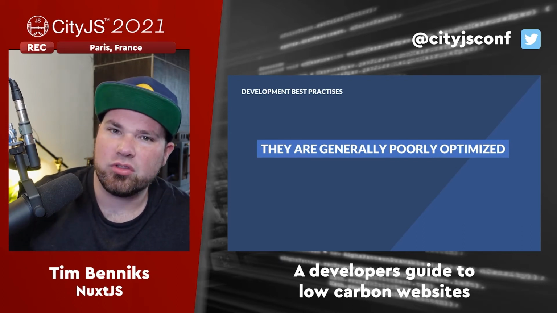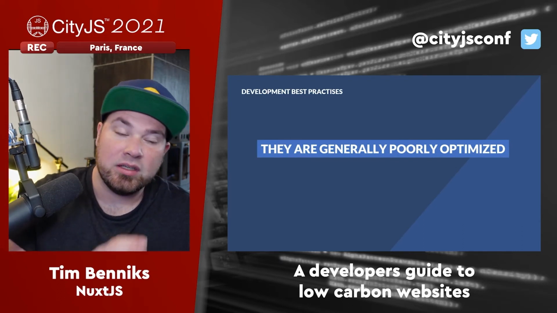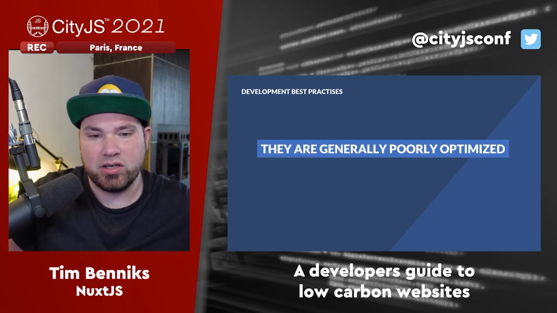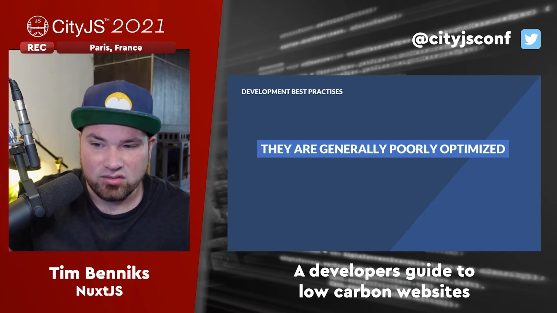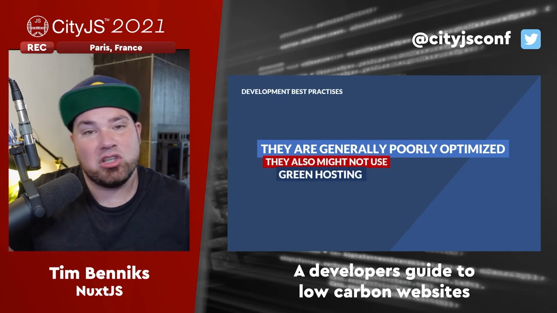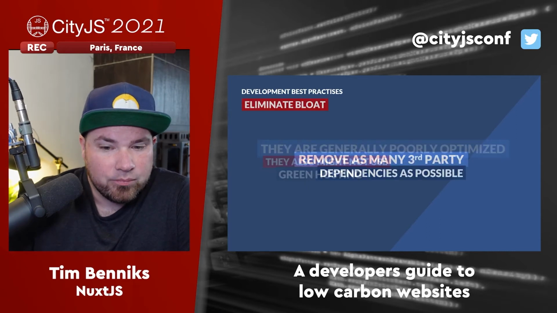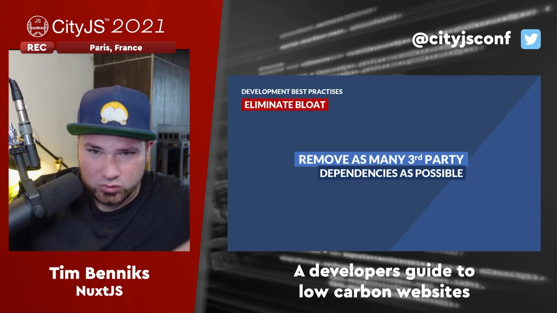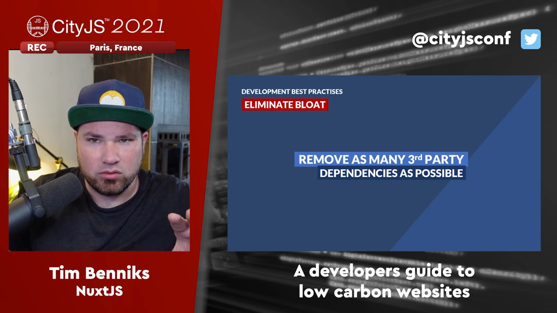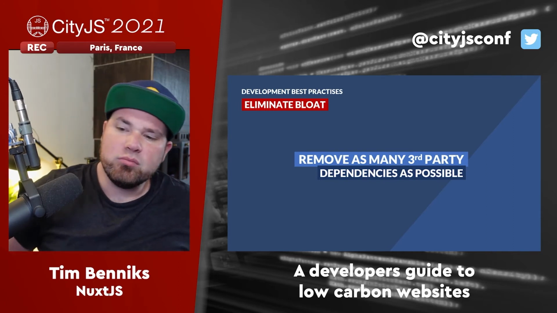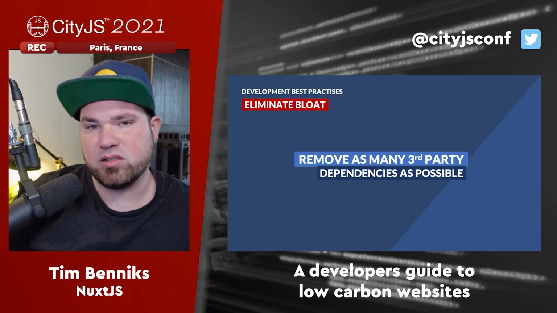So generally those third parties are poorly optimized. Nowadays it's a bit better, but a lot of those bigger third parties that everybody has to use aren't as optimized, right? They might actually not use green hosting. They might have their own hosting platform that you cannot control, right? So the biggest thing you can do is eliminate bloat. We'll have that at the top, right? This is one of the subjects. So remove as many third-party dependencies as possible.